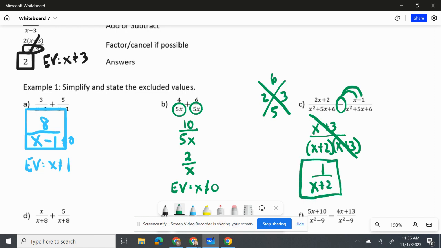Now what I'm going to do is state my excluded values, and the excluded values is what gives us 0 in the denominator, so x cannot equal negative 2 or negative 3.